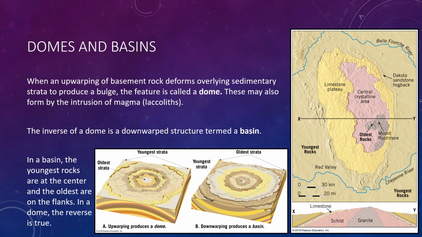Because the sedimentary beds in structural basins usually slope at low angles, basins are identified mainly by the age sequence in their strata. In a basin, like you see on image B in the middle, the youngest rocks are at the center and the oldest are on the flanks. However, on a dome, like you see in part A, such as the Black Hills, the reverse is true. The oldest rocks form the core and the youngest are on the outside. So something is pushing these older layers up to the surface again. At the center you see the older layers and then it gets younger as you go out, and vice versa for our basins.